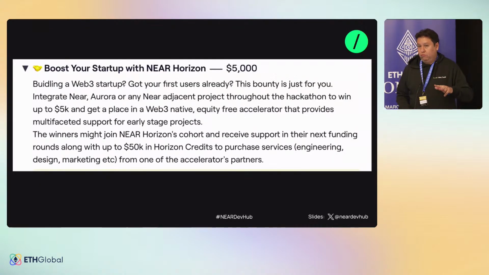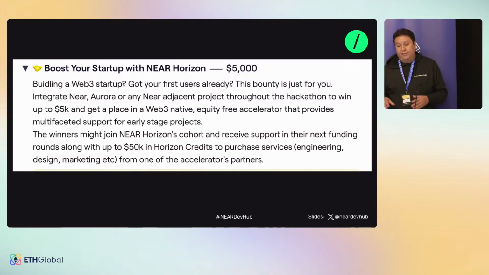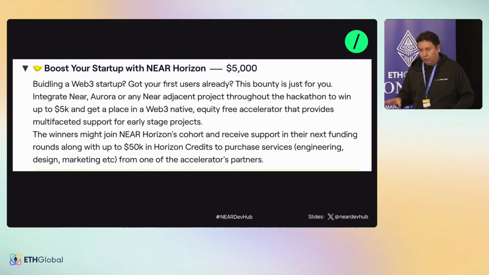So we have 2 bounties. One is Boost Your Startup with Horizon. So if you have a startup or a project already running, and you integrate any of the stack from Near, it could be Aurora, smart contracts, BOS, you will be eligible for this bounty. It's a $5,000 bounty. We usually give one first or second, but if there are not good projects, we just give one. If there are many, up to 3, no more than 3. Usually it's 2. Most of the time it's 2.